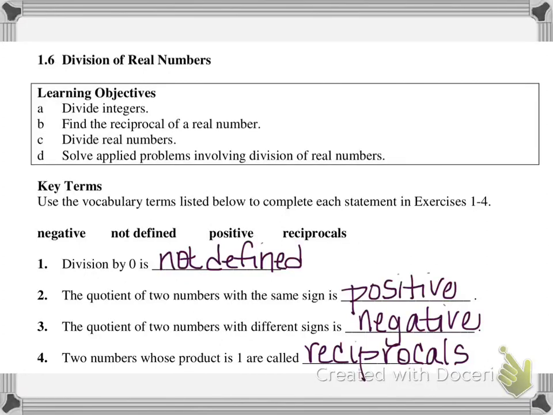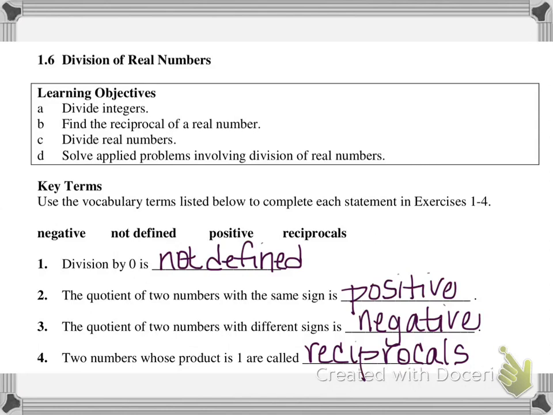In this lesson, we're going to look at dividing real numbers, and division follows the same sign rules as multiplication, as far as a positive divided by a positive is still positive. So if the signs are the same and you're dividing, your answer is positive. If your signs are different and you're dividing, your answer is negative.